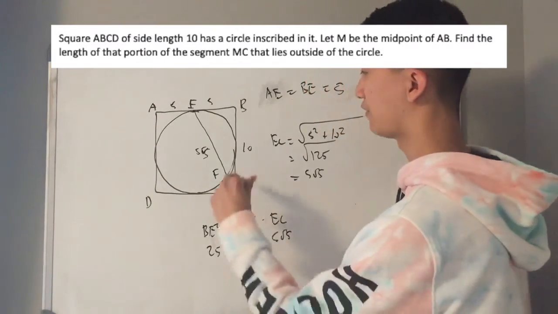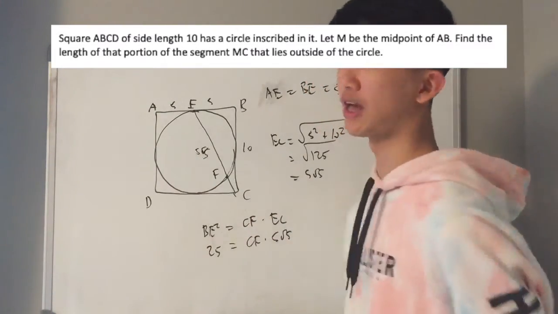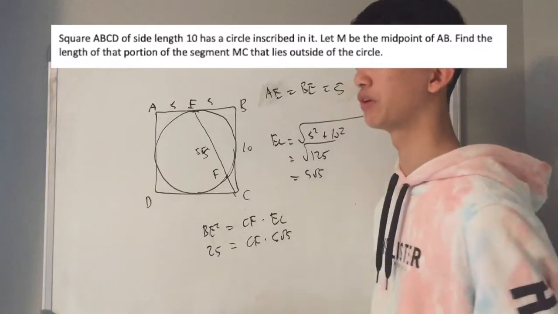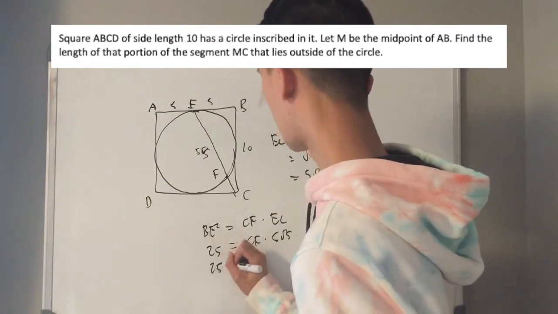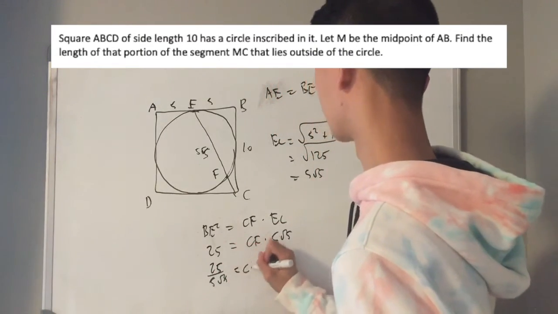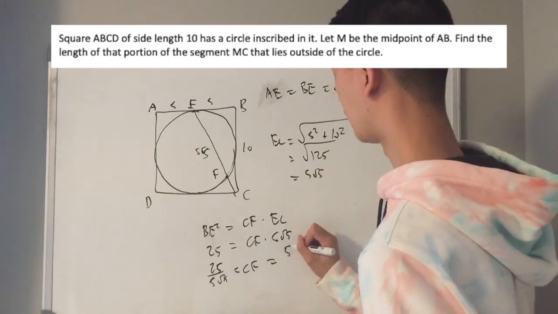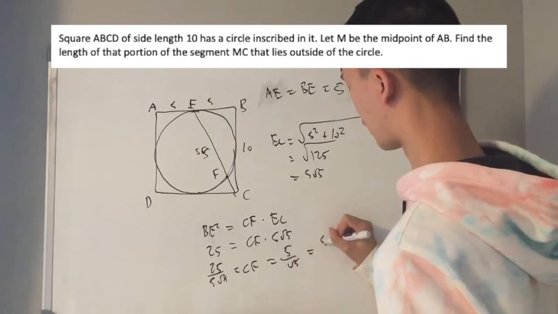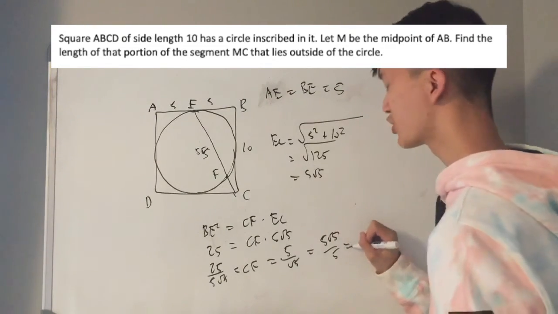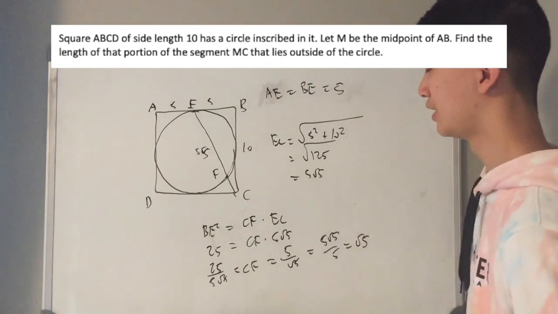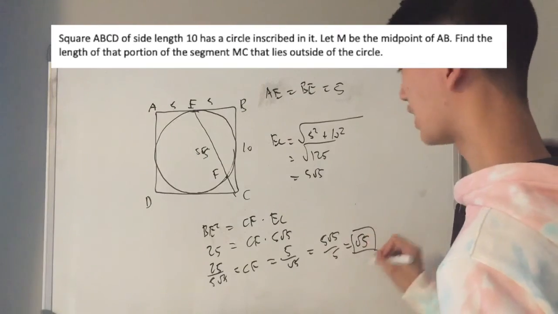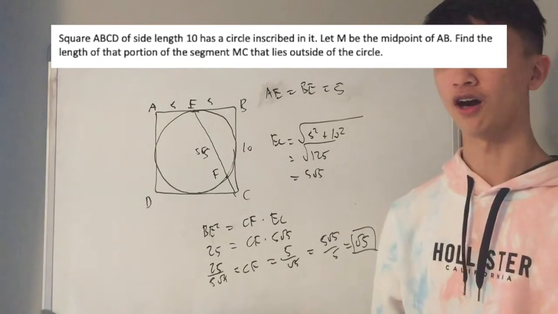Now notice that CF is the portion of EC which lies outside of the circle. So CF is what we are looking for. So now we have 25 over 5 roots 5 is equal to CF. And so CF is equal to 5 over root 5, which is equal to 5 roots 5 over 5, which is equal to root 5. And so root 5 is our answer, and we are done.